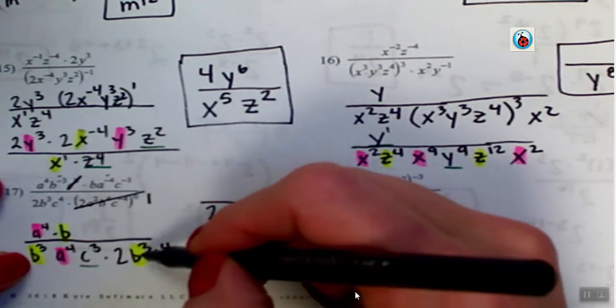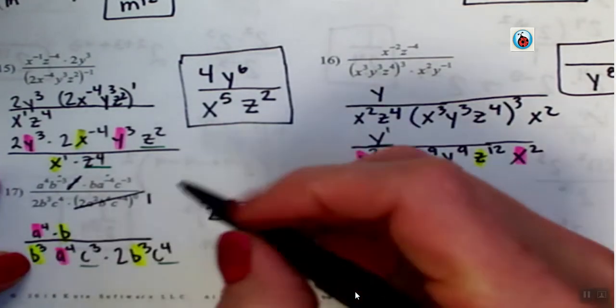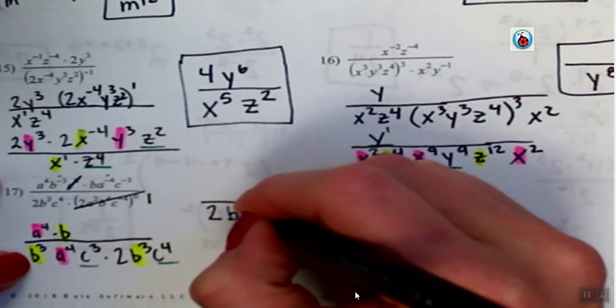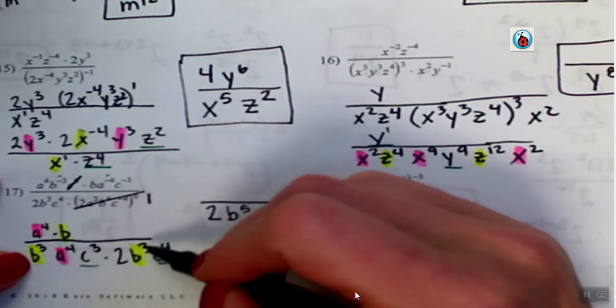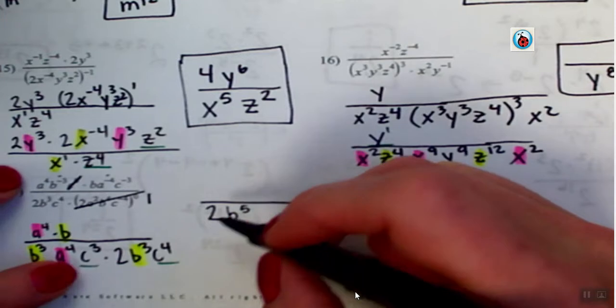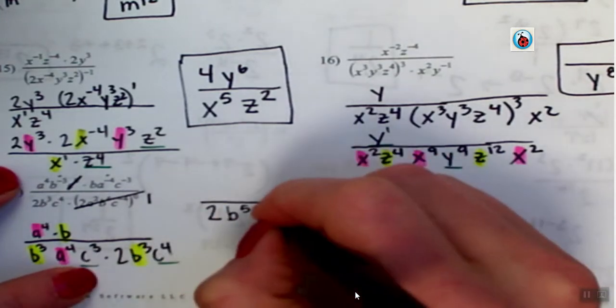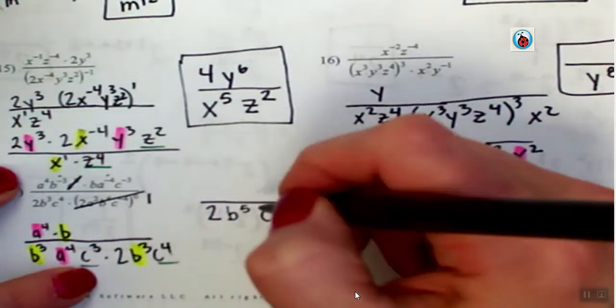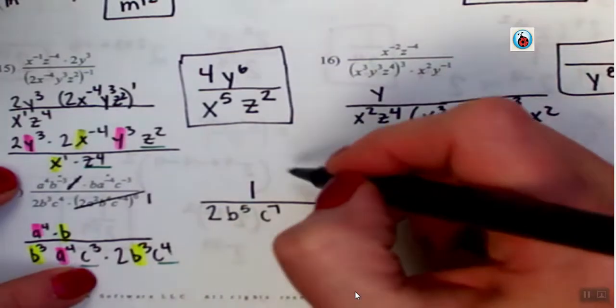Okay, so we have b to the 6th in the bottom, b to the 1st in the top. So that's going to be 1 minus 6 is negative 5. So in the denominator, 3 plus 4. And it turns out we have a 1 in the numerator.